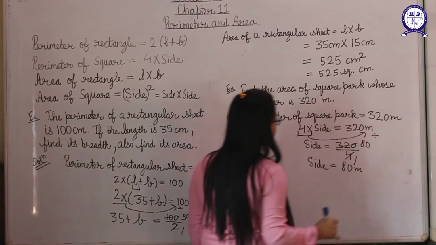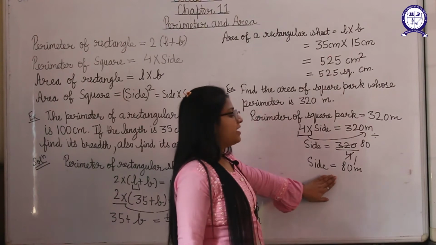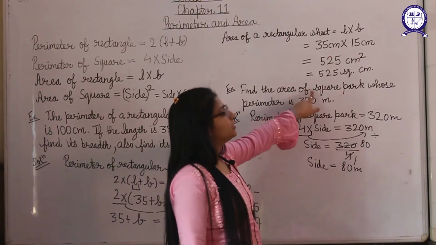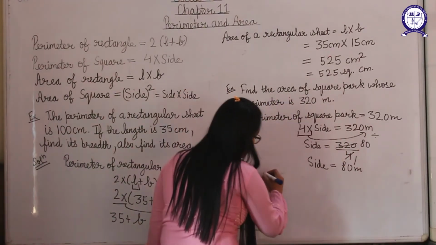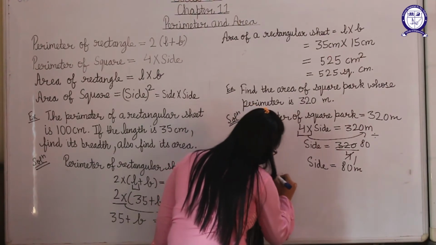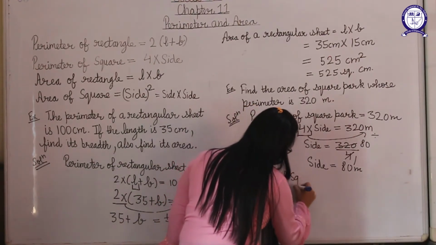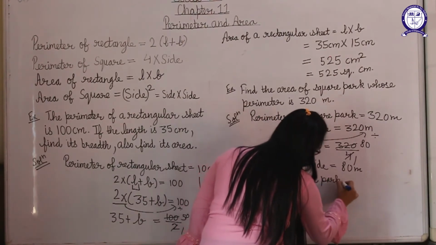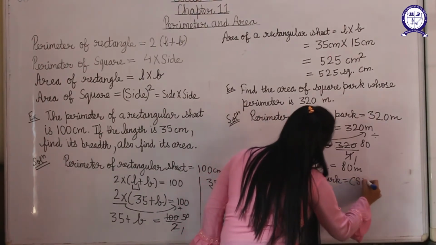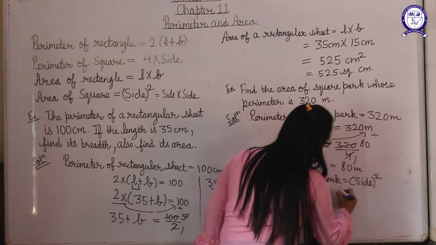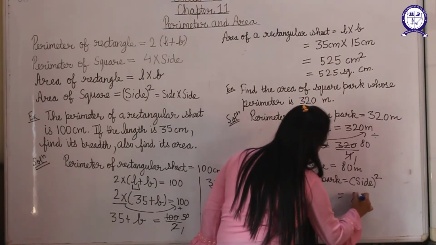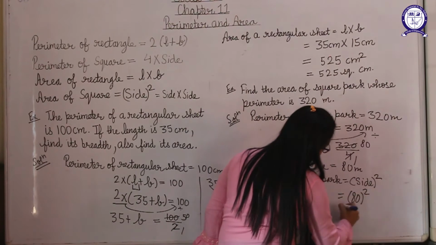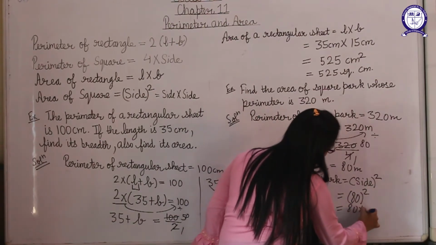Okay, side is 80 meters. Now we have the side and we can easily find out the area of the square park. So area of the square park will be equal to, we know that the area of a square is side square. So the area of the square park will also be side square. Now the side is given to us as 80. So 80 square means 80 multiplied by 80.